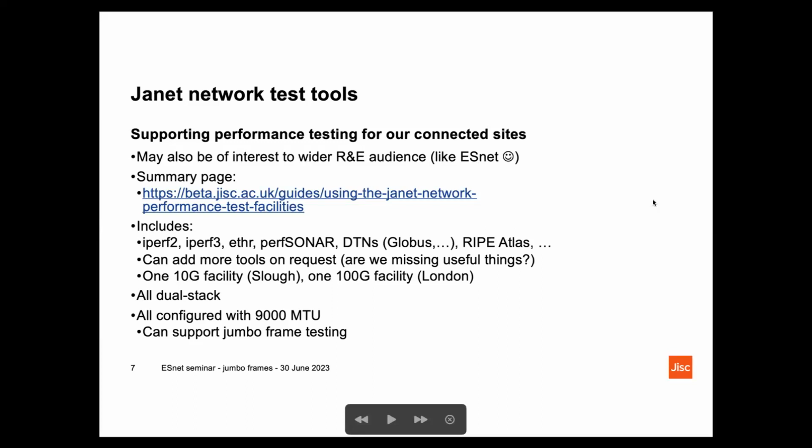If you think there are things we might or should be adding that ESnet run to help your site's test, then I'd be interested to hear from you. We have two test facilities, one 10 gig connected and one 100. They're all dual stack and configured with 9000 MTU. So if you want to do some testing, I'm very happy to talk, but a lot of it's open, you can just use it.